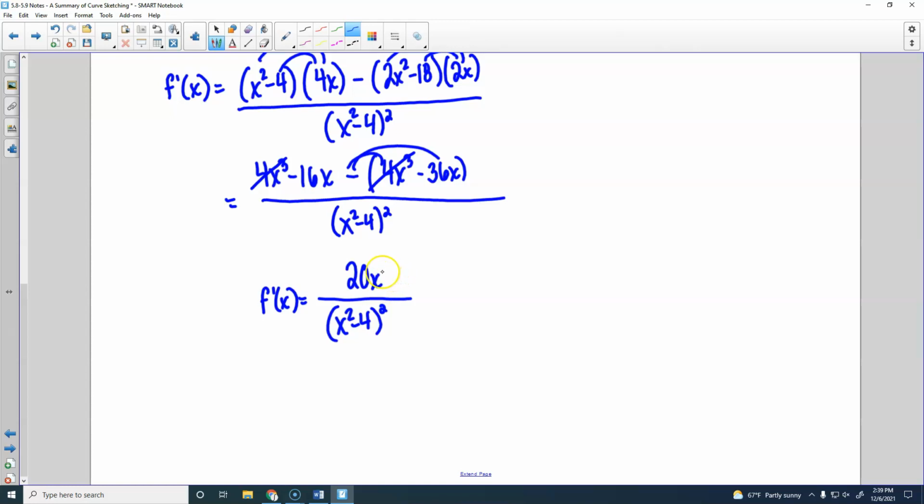So my critical points here: I'm going to have 20x equals 0, so that's just x equals 0. And then we'll have x squared minus 4, squared, equals 0, but I'm going to pretend like I already took the square root there. x squared equals 4, so x equals plus or minus 2.